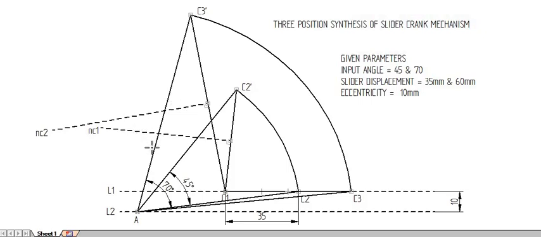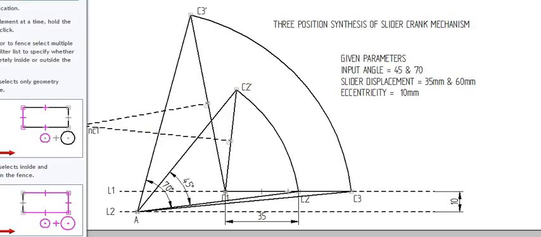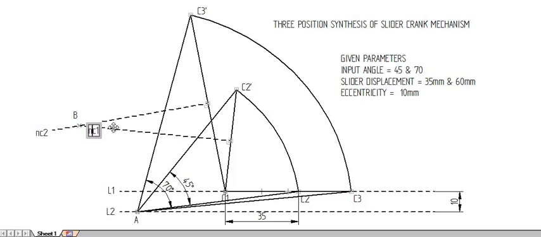So we have to locate point B. B will be the intersection point of the two perpendicular bisectors. Since the perpendicular bisectors have not intersected, I am extending this one. So now it intersects at this point. So this will be our point B. So join A, B and B, C1. Okay, so that will be our required mechanism.